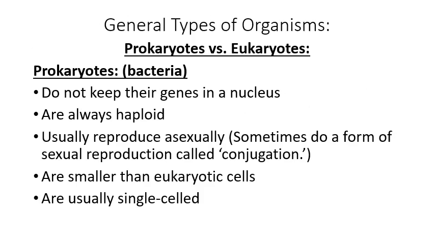Okay, so prokaryotes are bacteria. They do not keep their genetic material in a nucleus. They are always haploid. They usually reproduce asexually, which means that you do not find male and female bacteria. There is a type of bacterial sexual reproduction that's referred to as conjugation, and we'll talk about that much later, but it's not really sexual reproduction the way higher animals do it. They are quite a bit smaller than eukaryotic cells, and they always exist as single-celled organisms. You never find bacteria forming a multicellular organism.